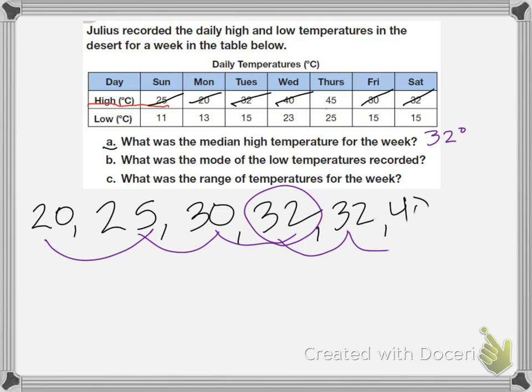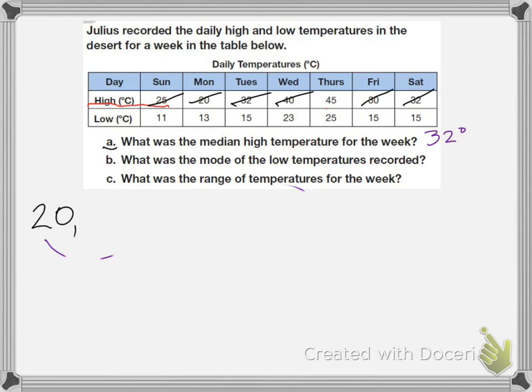Now part B asks for the mode of the low temperatures recorded. Remember, the mode is the number that is most often repeated. So we're going to look at the low temperatures for the week and see which one is repeated the most. So I have an 11. I'm going to see if 11 is repeated any other times, and it's not, so it can't be 11.